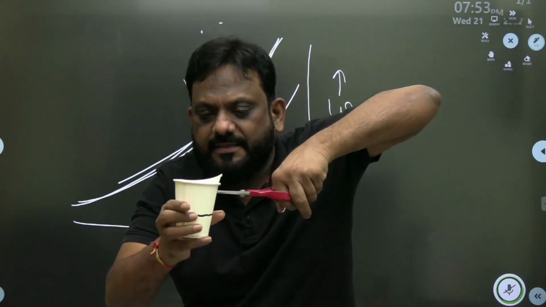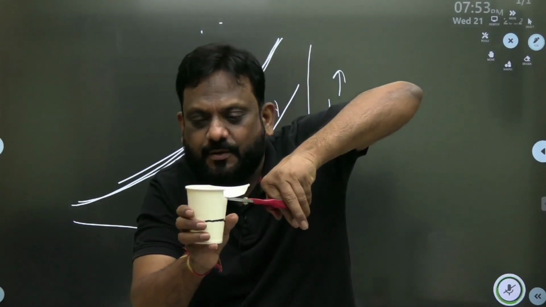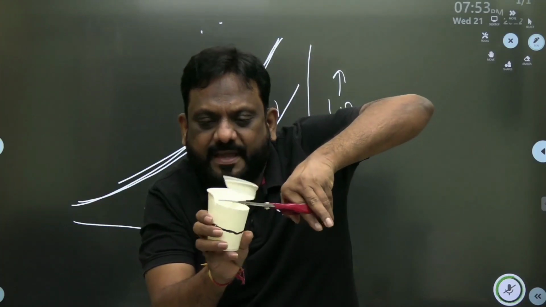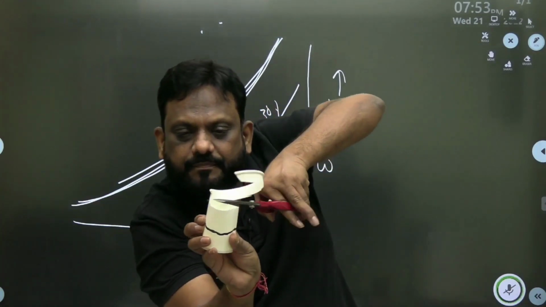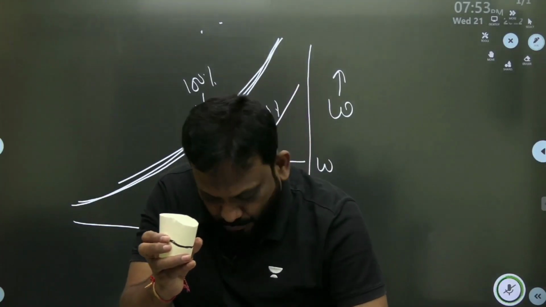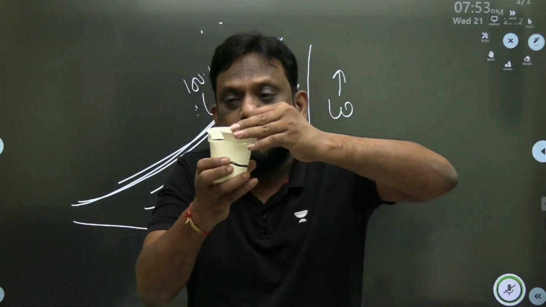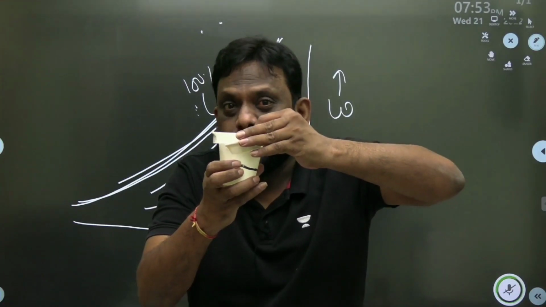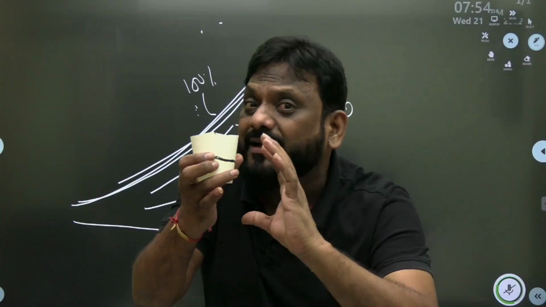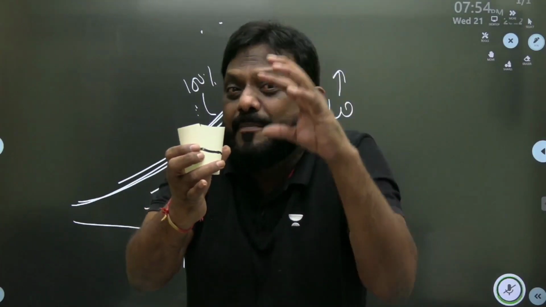Now I am cutting this. Look carefully, dear students, the absorbing capacity is decreasing. Originally, this was showing absorbing capacity at 30. It was more. So when the temperature is reduced, the actual mass is not changing, but as the temperature is decreasing, the absorbing capacity is decreasing.